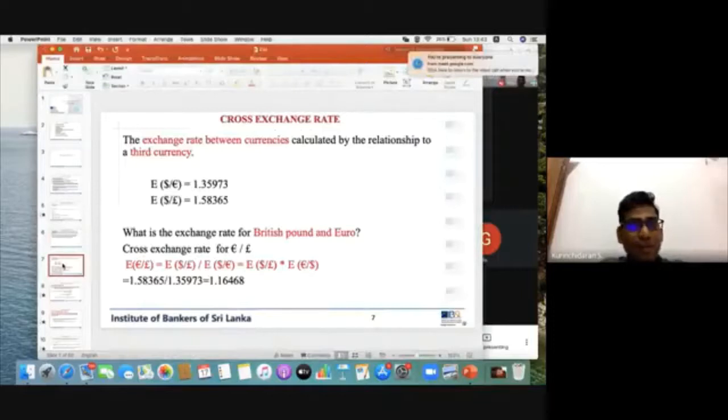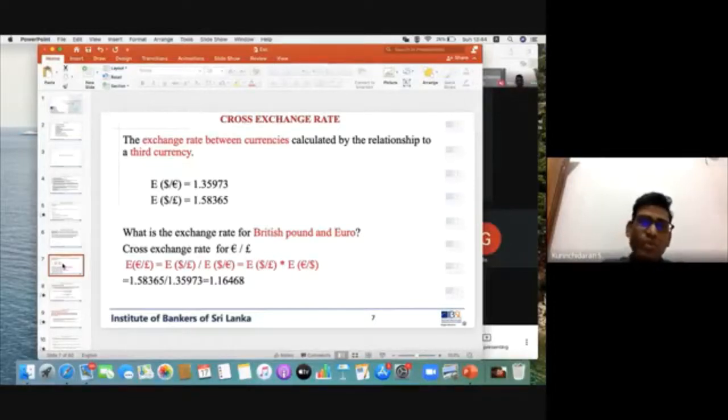Okay. Now we have seen the exchange rate and appreciation, depreciation. Now we have to see what a cross exchange rate is. So second is cross exchange rate. You should be able to know how to calculate the cross exchange rate as well. What do you mean by cross exchange rate? The exchange rate between currencies calculated by the relationship to a third currency.